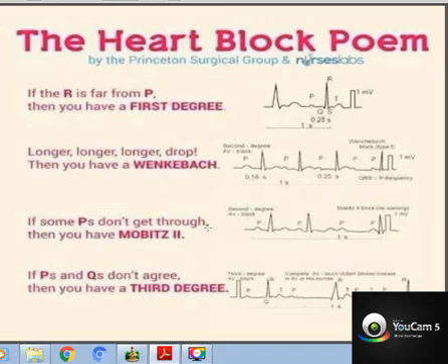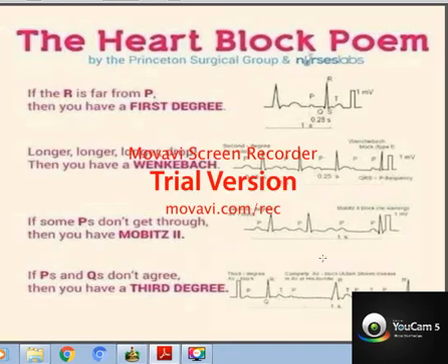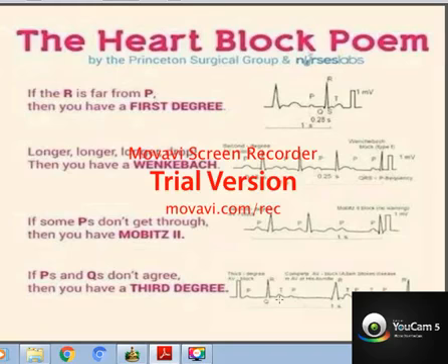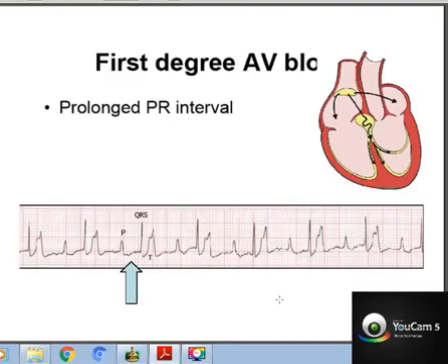If some P's don't get through, then you have Mobitz type 2. If there are some P's where there is no QRS complex, it means dropped beats, then you say it as Mobitz type 2. P's and Q's don't agree, then you have a third degree. So there is no matching of P and QRS. So P is in its own way and QRS complex in its own way. The atria is getting the signal in a different way and the ventricles are producing the signal in a different way. We say it as third degree heart block.